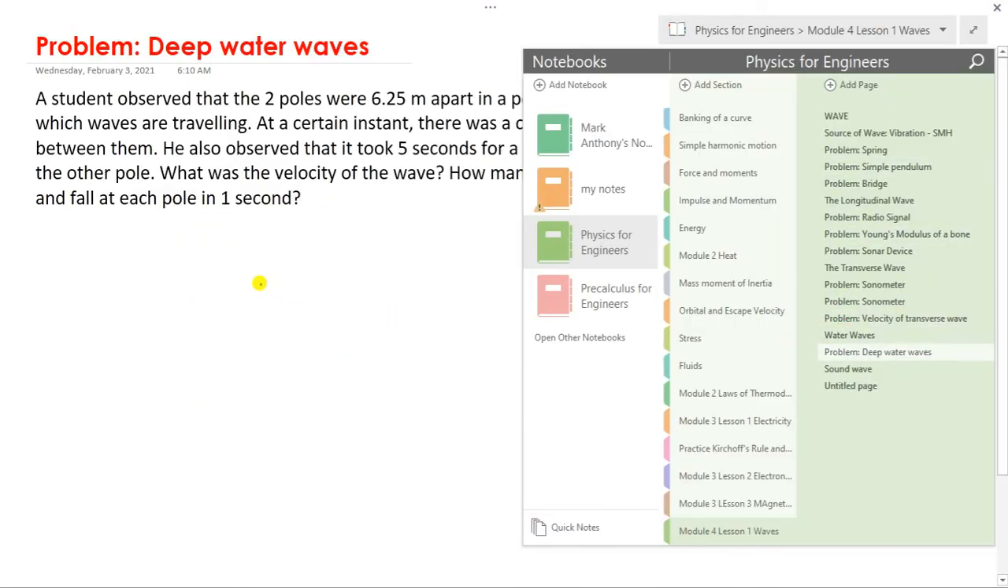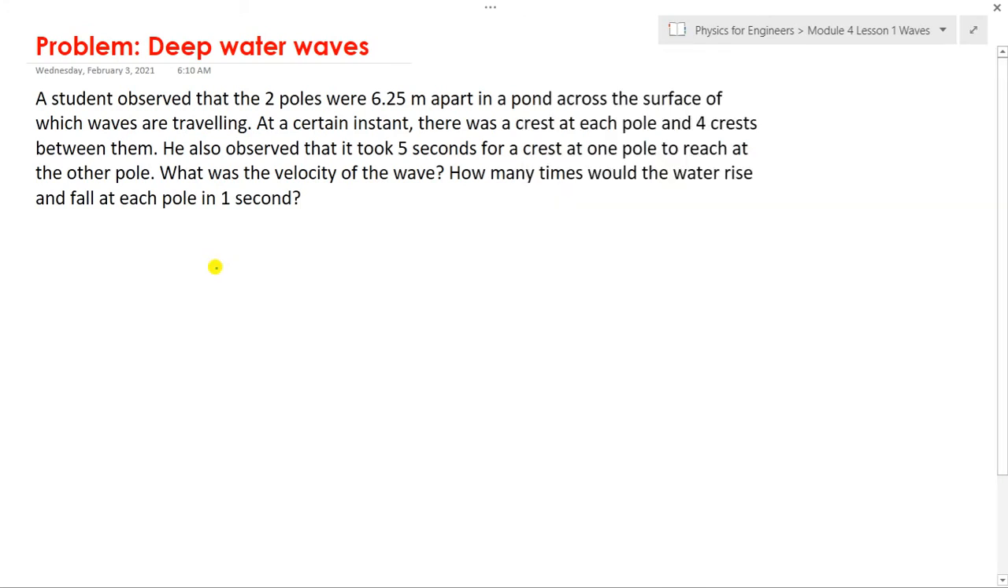Okay, so let's have an example here. A student observed that two poles were 6.25 meters apart across a pond. So let's say this is the first pole and this is the second pole. So the distance is 6.25 meters. Then next, at a certain instance, there was a crest at each pole. Again, remember, the crest is the highest point of the wave. This is a water wave, a deep water wave. So there is a crest here, and of course a crest at the other side.